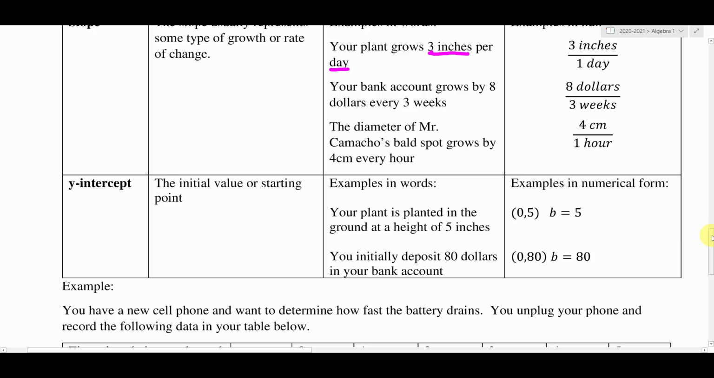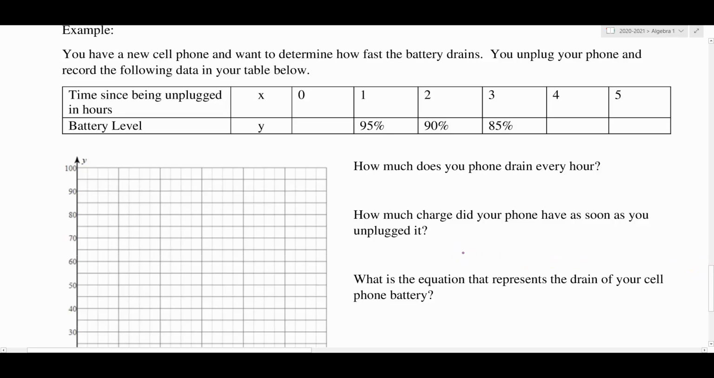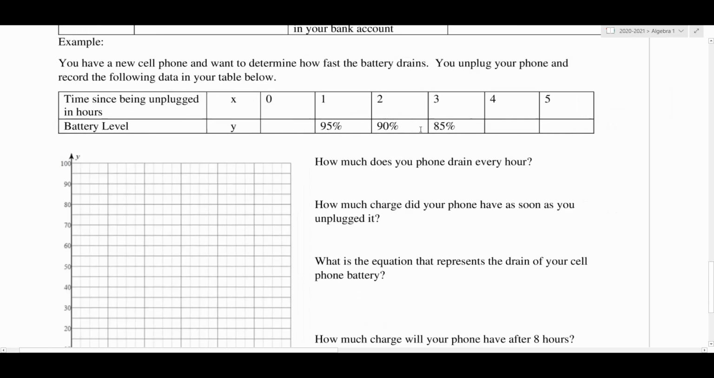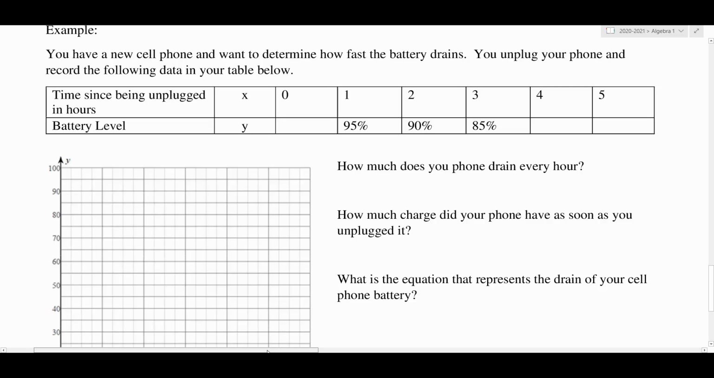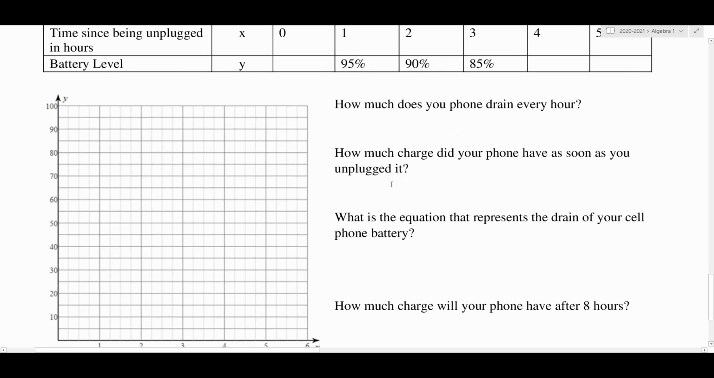All right. So let's take a look at our first example here. Let's see if we can read through this a little bit. It says you have a new cell phone and you want to determine how fast the battery drains. All right, so you unplug your phone and you start recording the following data in your table below. Okay, so we unplug the phone and then we start monitoring the battery level in percentage, right? So when you look on your phone, you want to see how much battery you have left. And say it has 90% left or 80% left, whatever it is. And we're going to go every hour. Every hour we're going to check our phone and see what the battery level is.